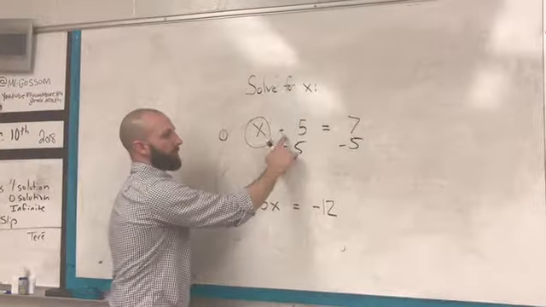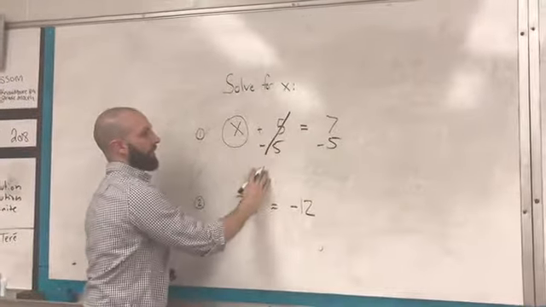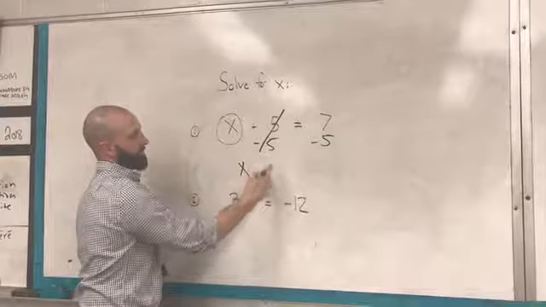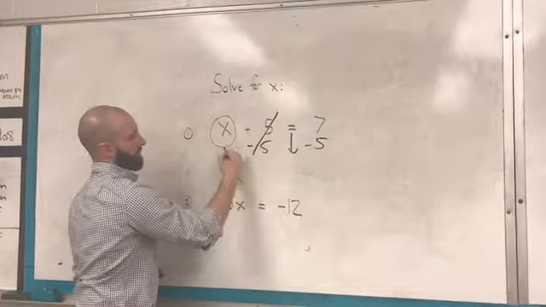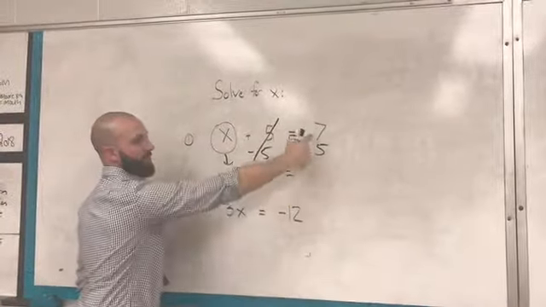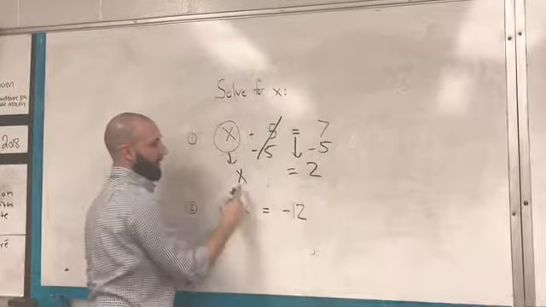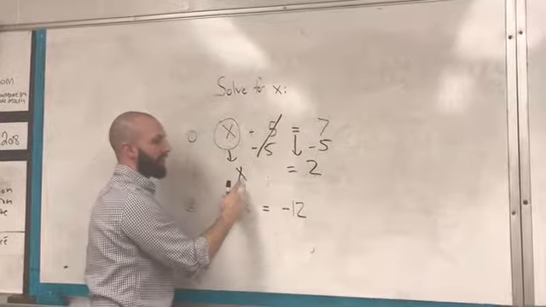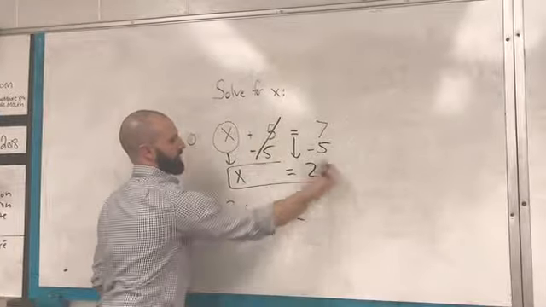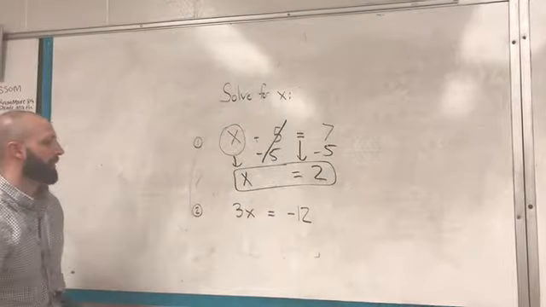So if we do that, 5 minus 5 is 0. We drop down the x and the equals, and then 7 minus 5 is 2. You have x alone on one side, so x equals 2. That is your answer for number 1.